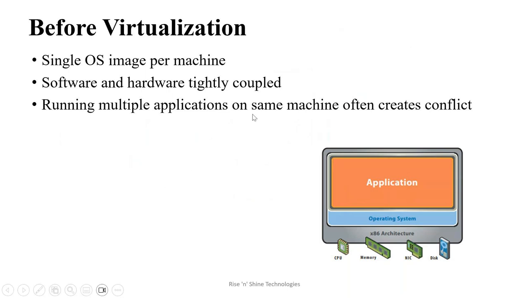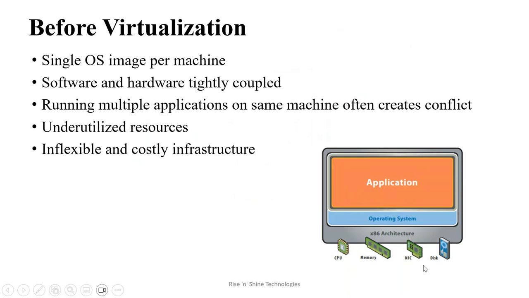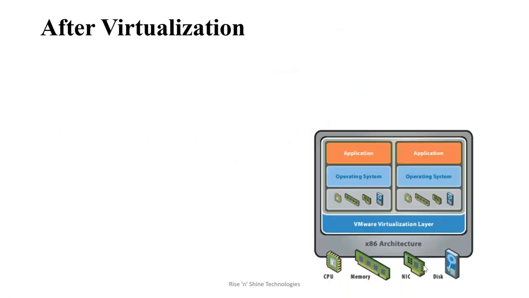Multiple applications were running on the same machine because there is no sharing of hardware resources. It is tightly coupled on the same operating system. Multiple applications are running and managing all of them is a conflict, with underutilized resources and inflexible, costly infrastructure. All these are challenges to overcome.